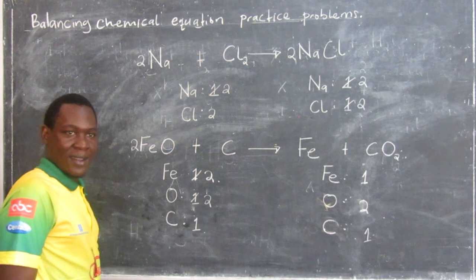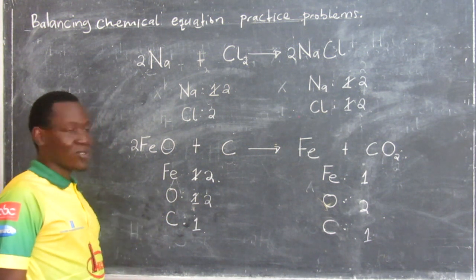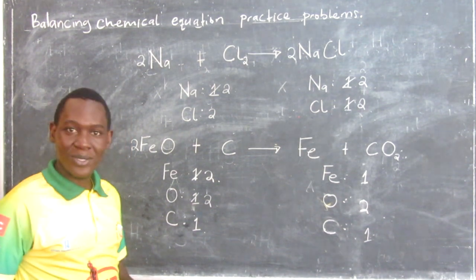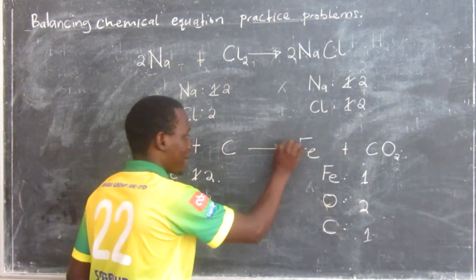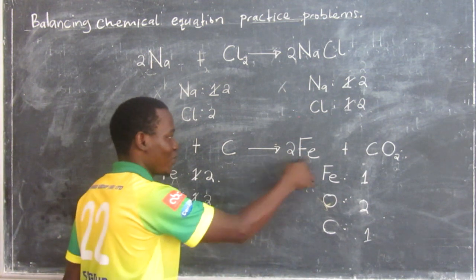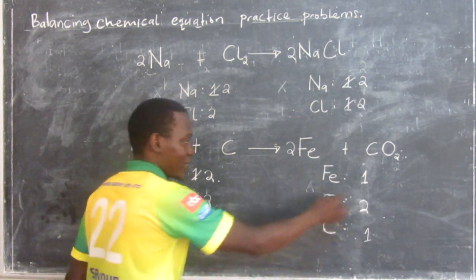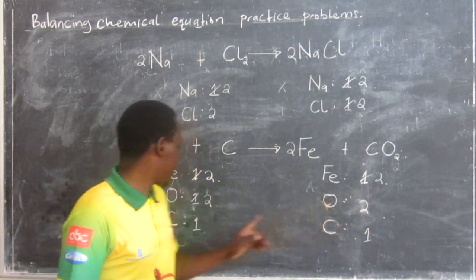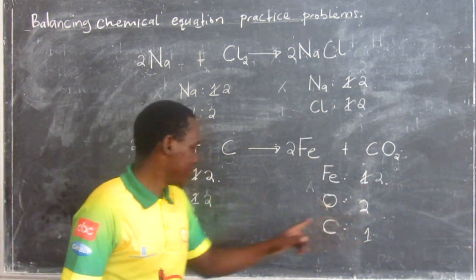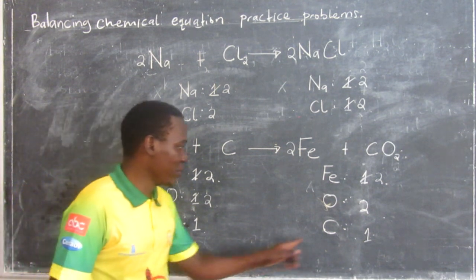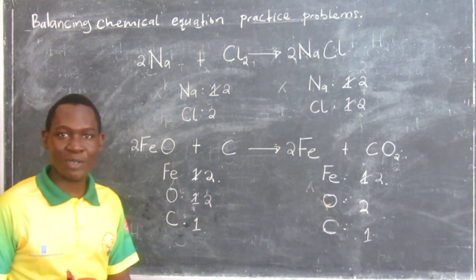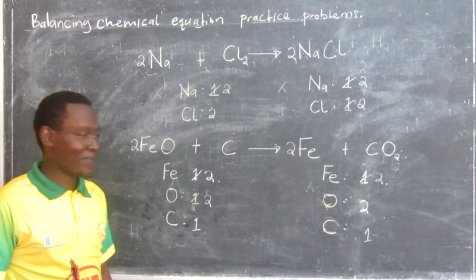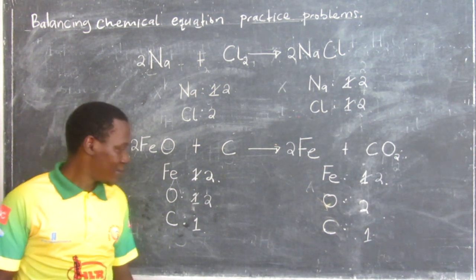Carbon is balanced. What can I do so that I can balance also iron? Yes. What can I do? What I'm going to do is, I'm going to add a 2 here. If I add a 2 there, this 2 multiplies 1 here, gives us a 2. We have 2 irons, we have 2 irons, we have 2 oxygens, we have 2 oxygens, 1 carbon, 1 carbon. Meaning that my equation is balanced. By doing this, I've balanced my equation. Are you together, my dear students?